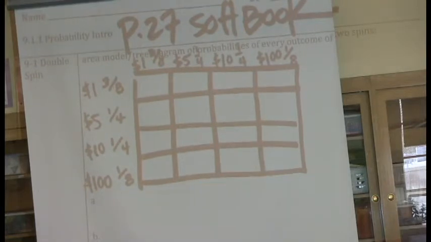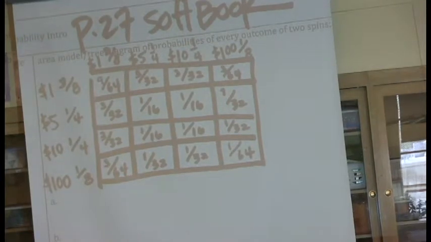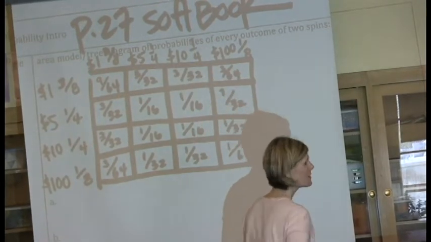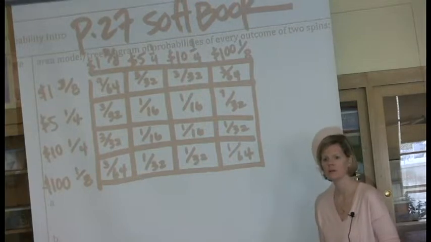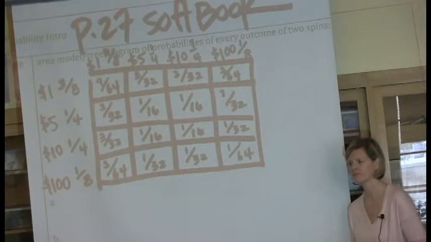Okay? Great. Fill in the table. You got 2 minutes. Probability can really be written in 2 ways. You can use a fraction form, or you can use a percent. Okay?